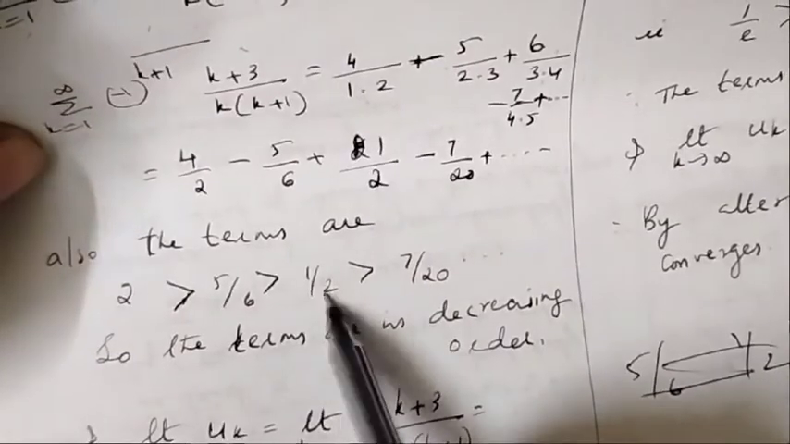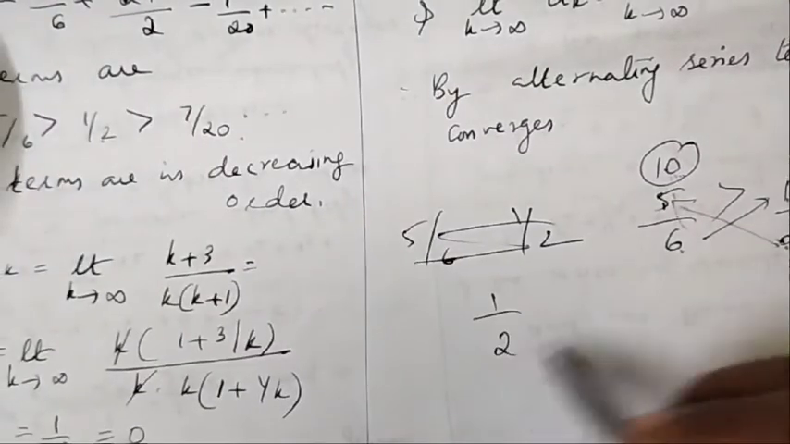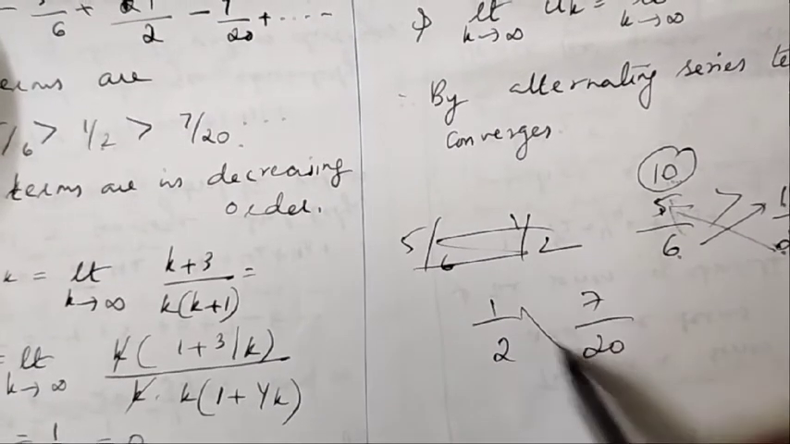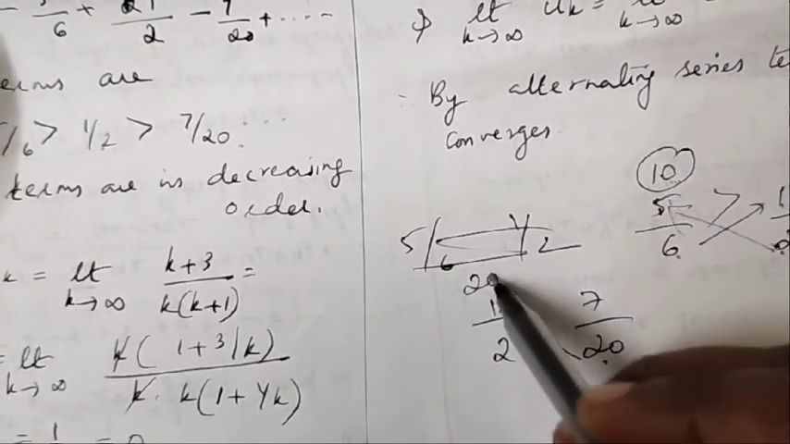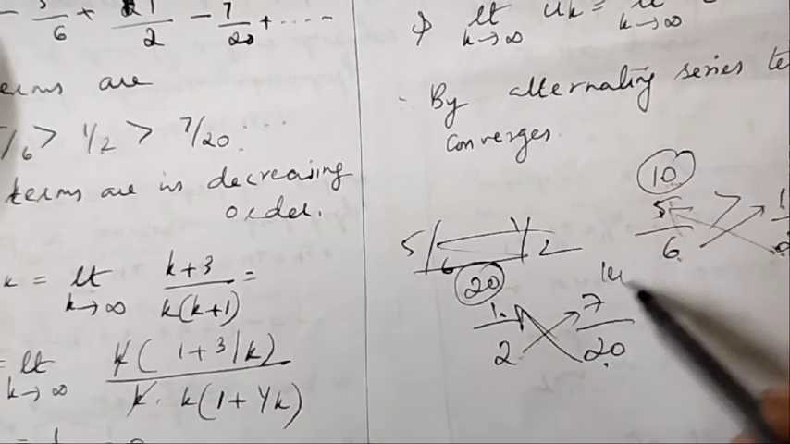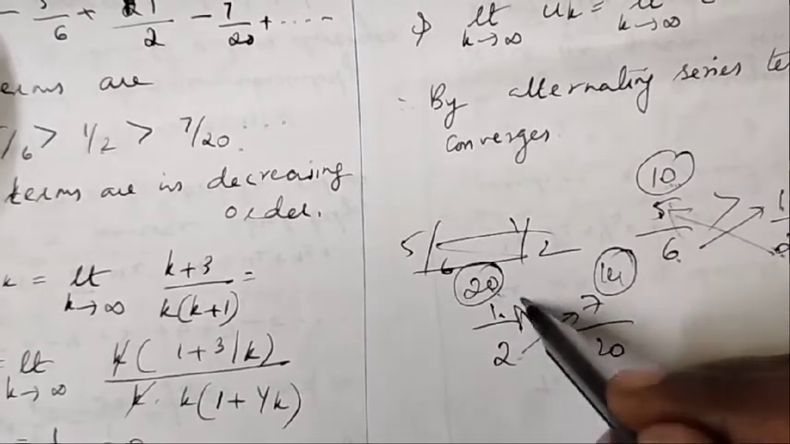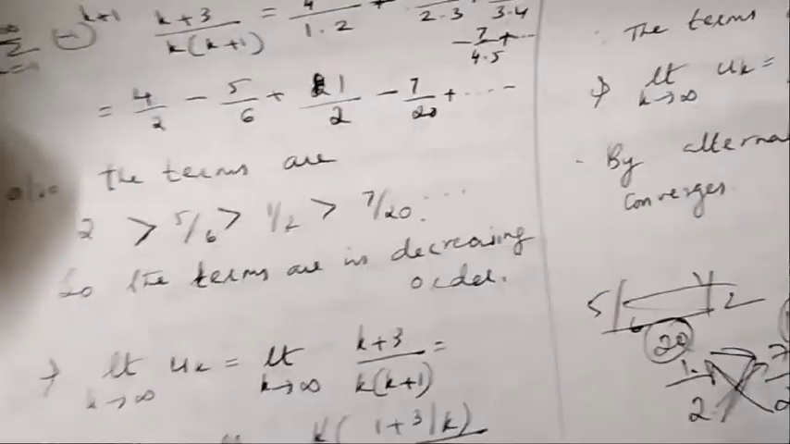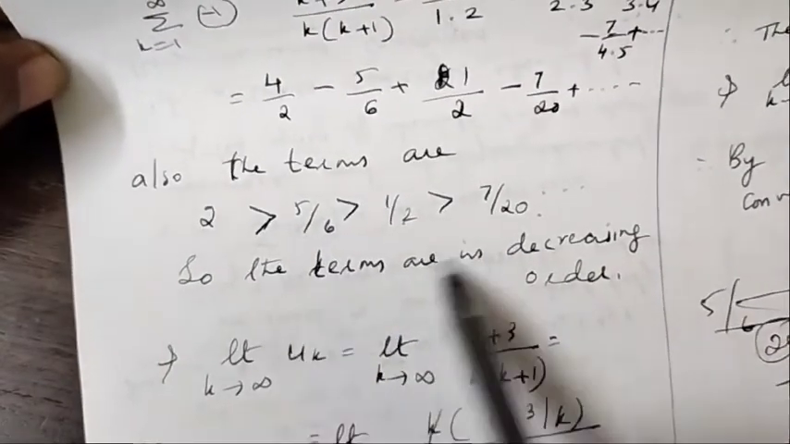Again 1/2 and 7/20. What is the product? 1 into 20 is 20, 2 into 7 is 14. So 20 is bigger, so 1/2 is greater than 7/20. Okay, so this order happens. So the terms are in decreasing order.